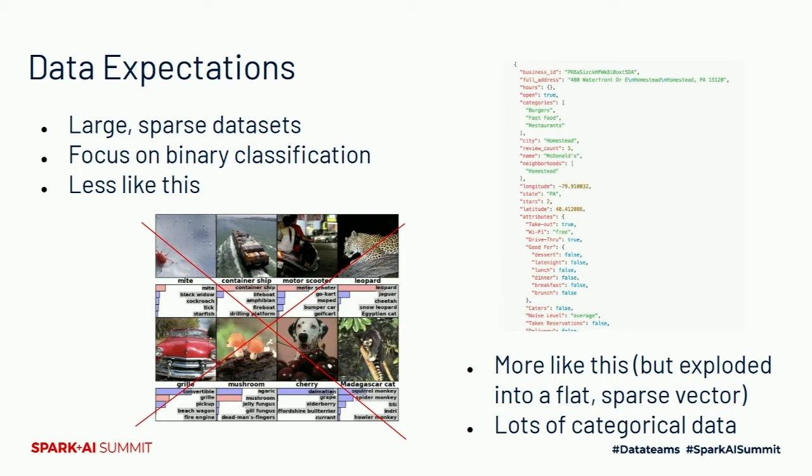This is the kind of data that you might generate from JSON blobs like the one that's on the right here. If you were to take this JSON blob and explode it into a large sparse vector, you'll end up with a lot of zero entries and a lot of different categories.